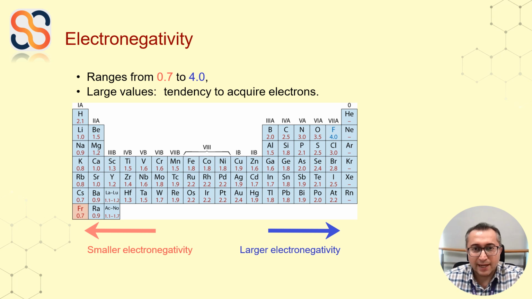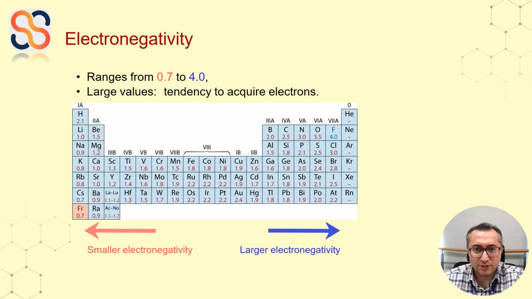Smaller electronegativity values indicate that the element is more electropositive. These elements are likely to lose electrons and form positive ions. For example, elements like sodium and potassium fall into this category and readily give up their electrons in reactions.